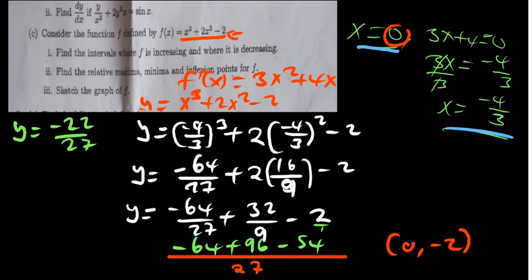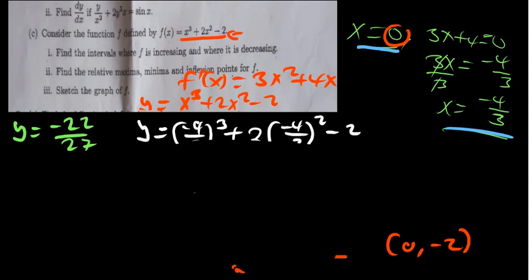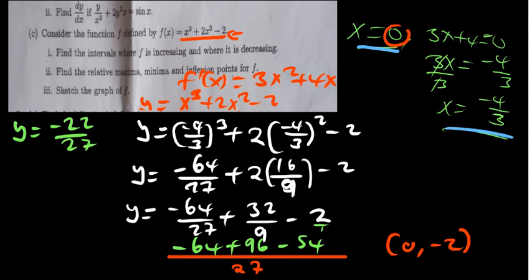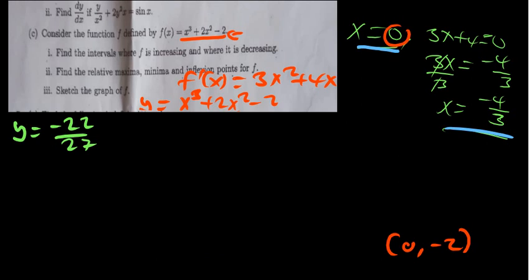What does it mean? It means that when x is equal to negative 4 over 3, the y value is that guy. Now, allow me to get rid of this. Can I label this part? I can label that point.